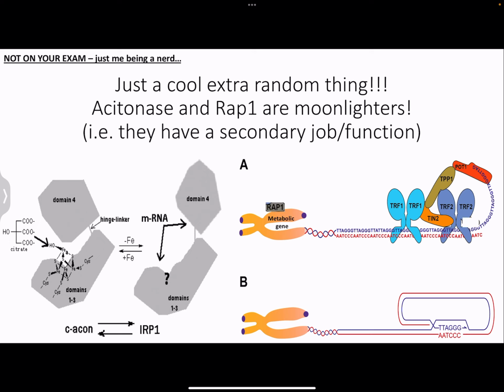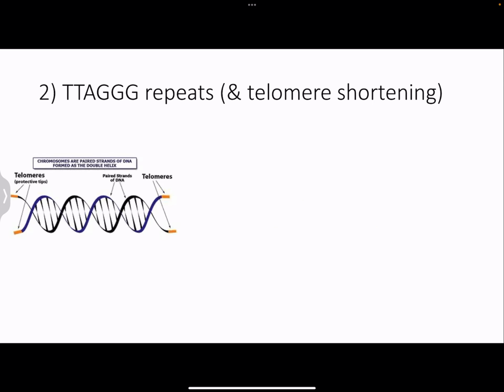But this RAP1, one of these proteins, can dislodge, move over, and act as an activator of transcription for metabolic genes. And that's, to me, really interesting. As the telomere gets shorter over time, there are fewer shelterin proteins on the telomeres, so more of them are dislodged, and you get more and more of this RAP1 going over. This might be one of the reasons that people gain weight as they get older. I'm sure it's a lot more complicated than that.